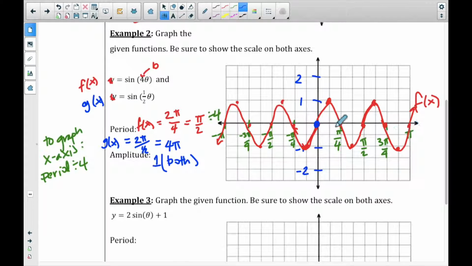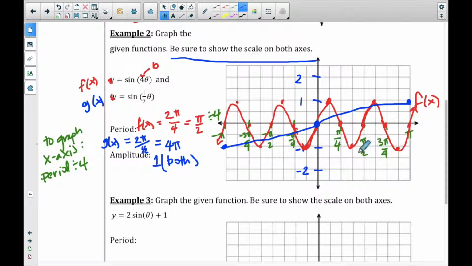Because I chose this breakup of my graph. What this means is I'm going to go all the way over here to pi and go up 1. It's going to go like that. And then in the negative direction, it's going down here. I probably didn't scale my graph very well. It's okay because look, it says be sure to show the scale on both axes. You really want to do that.